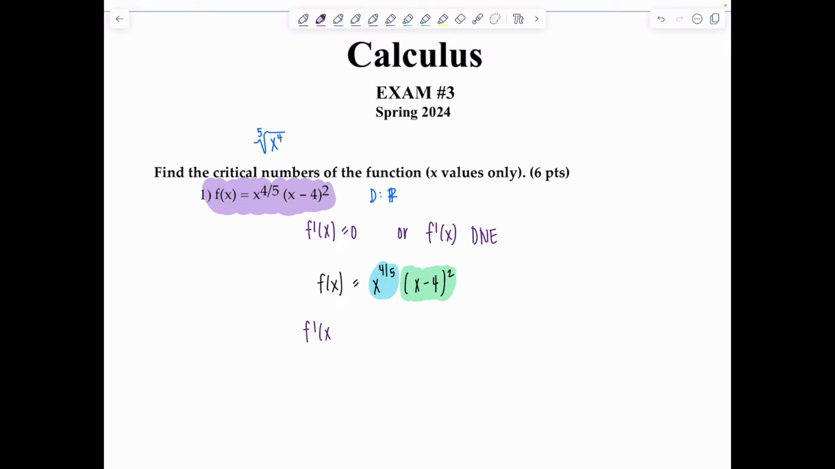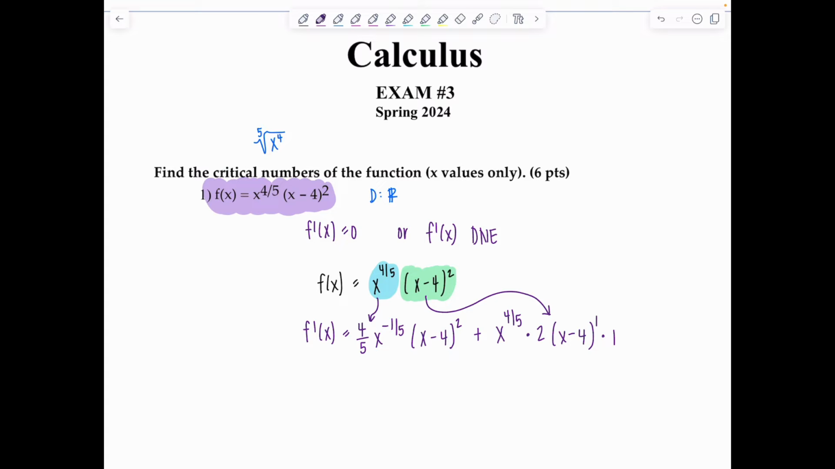So f prime of x, the derivative, let's take the derivative of x to the 4/5 first. That'll be 4 over 5 x to the negative 1/5 times, you leave the other term completely alone. When you're using the product rule, just think the terms take turns having their derivative taken. Plus, now I'm going to leave x to the 4/5 alone. He already had his turn. And then let's take the derivative of x minus 4 squared, so it's 2 times x minus 4 to the first times, don't forget the chain rule, derivative of the inside, it's just 1, but always be on alert.